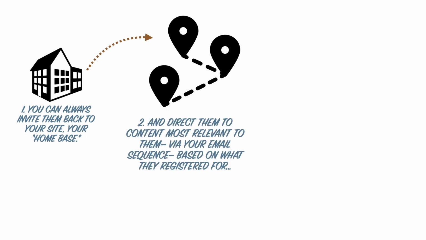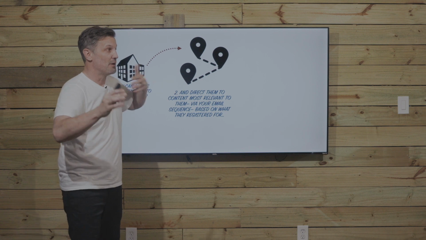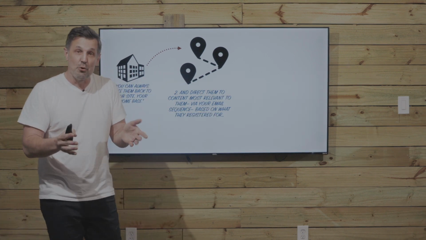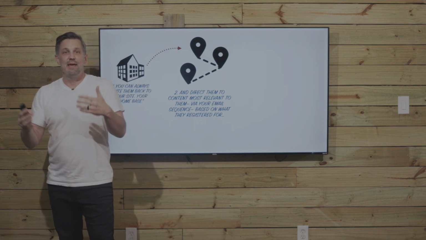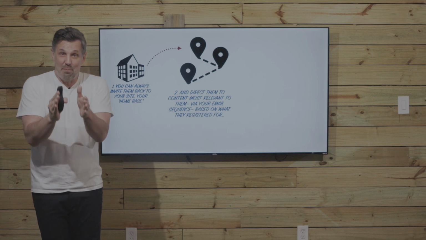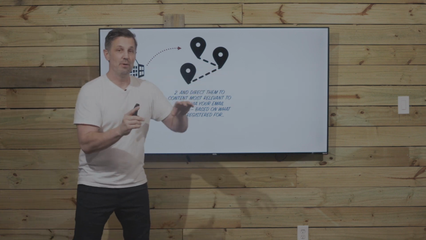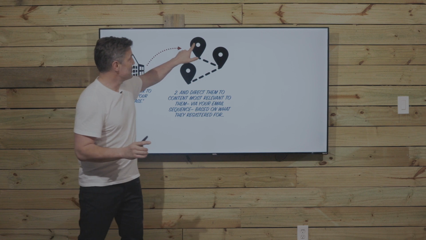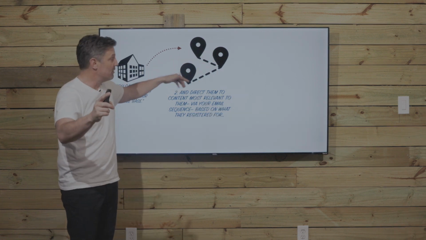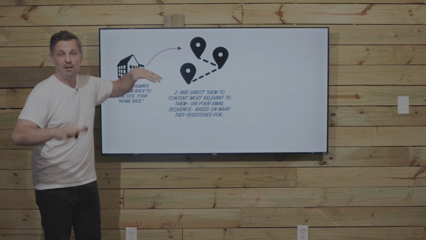When they come back, if you're using an email sequence or a text sequence, you can direct them to content that's most relevant to them. So right now, on one of my websites, I've got 200 plus, maybe 300 blog posts and podcast episodes. That's a lot of information for somebody to wade through. But if I know that they came into that ecosystem based on a specific opt-in, I can nurture them through an email sequence based on specific posts and podcasts and even hidden landing pages that are relevant to what they registered for. You can do the same thing.